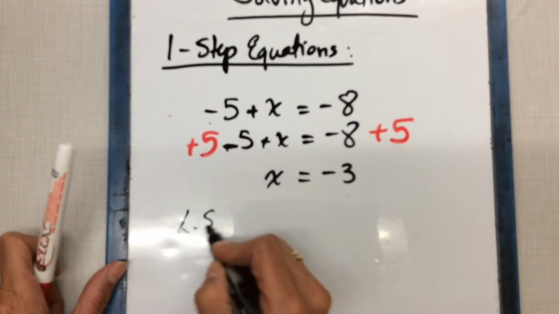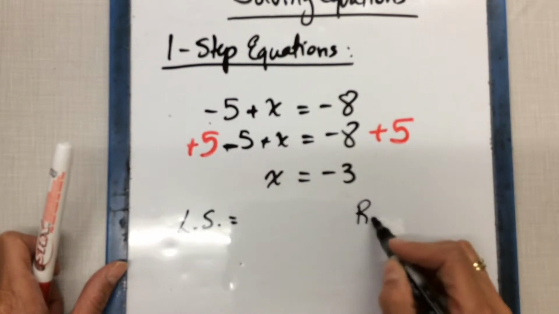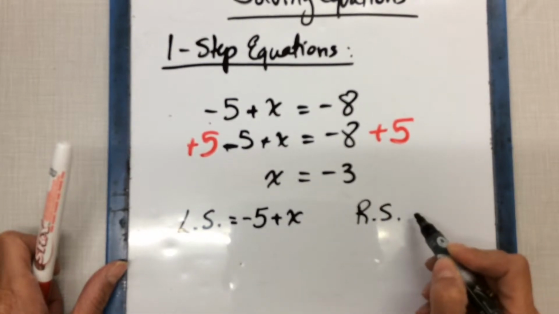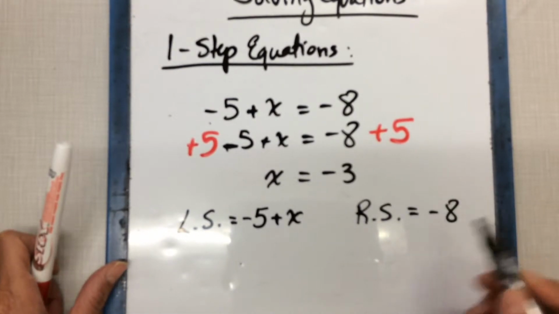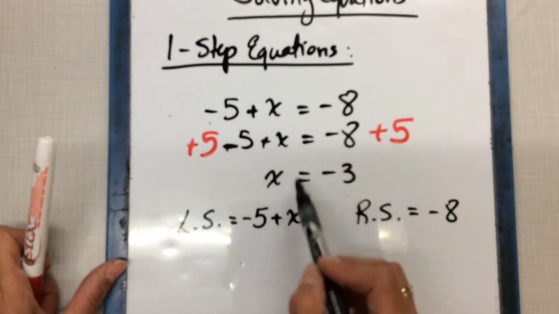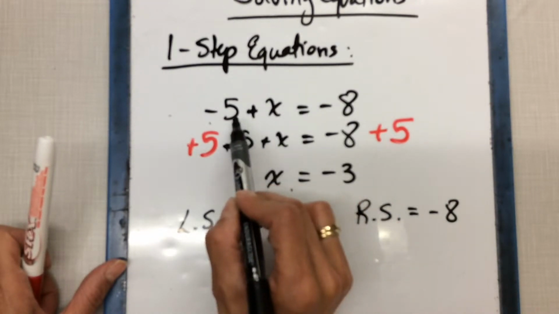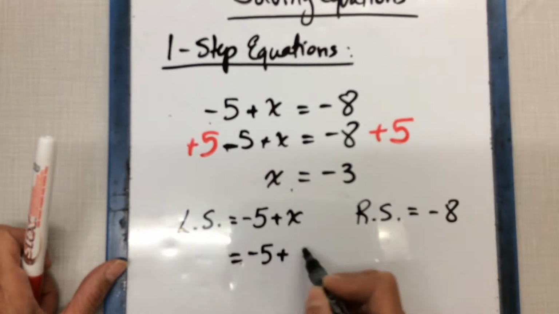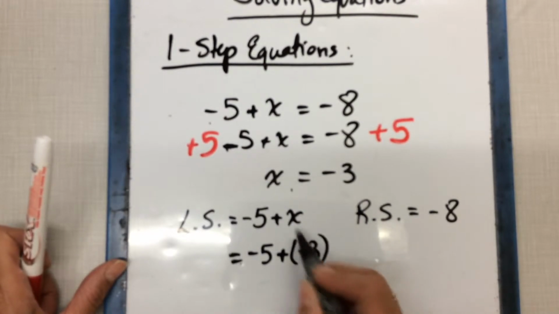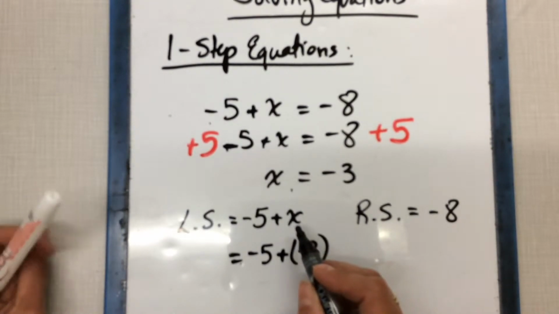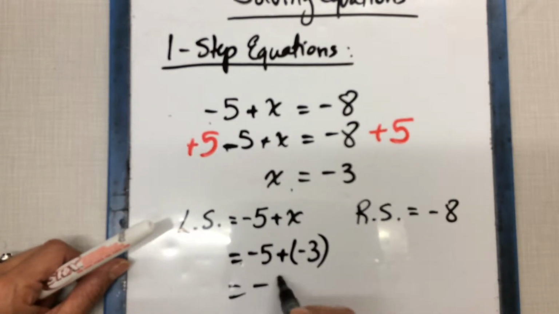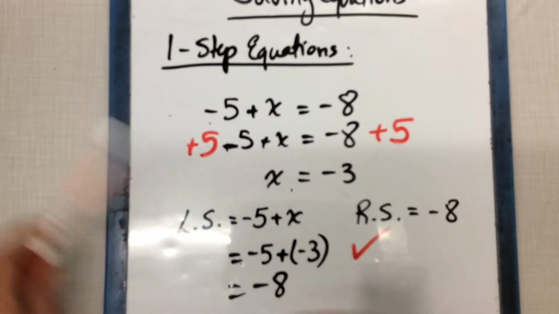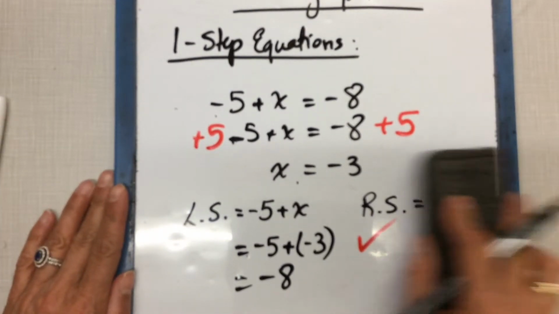If I want to check, I will put the left side and then the right side. And we always put the original equation because we want to see if this variable fits in the original equation. And so let's put in negative 5 plus negative 3. You should always use brackets when you're replacing a variable by a number. And then here we have negative 8. Are the two equal? Yes, they are, and we've done it well. So that's for the one-step equations.